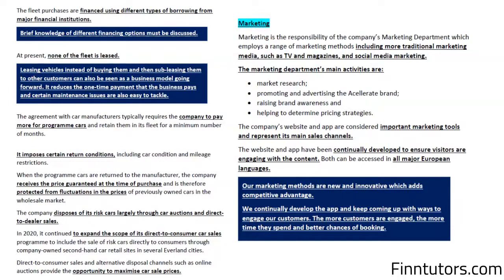It's made easy. Now, our marketing methods are new and innovative, which adds comparative advantage. We continually develop the app and keep coming up with ways to engage our customers. The more customers are engaged, the more time they spend, and the better chance of booking on our app or on our website. So, marketing is something that our company has focused on in traditional ways as well as new ways by adopting social media marketing.